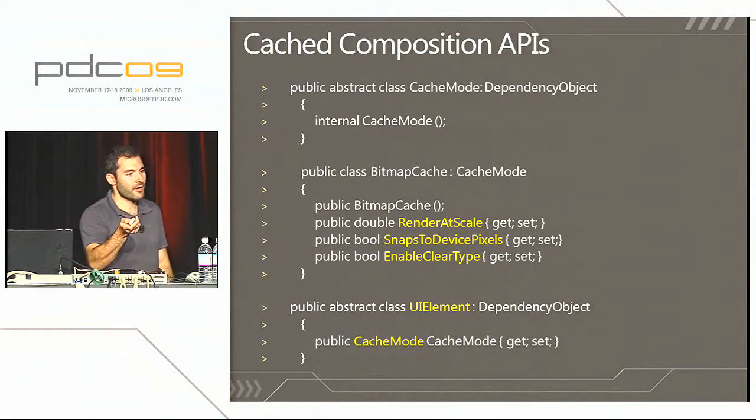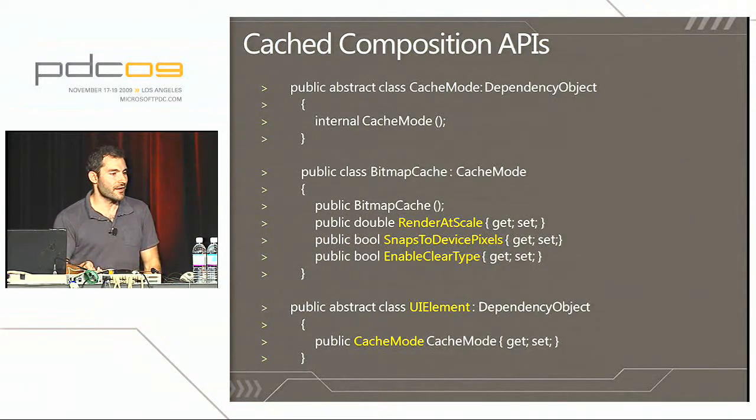And we've got these other properties on the bitmap cache, snaps to device pixels and enable ClearType. These basically go together. The idea is that you want to be able to cache ClearType text. ClearType only works properly if you pixel align the ClearType rendered output. If you put it on subpixel boundaries, the ClearType algorithm is completely broken because it was assuming a specific pixel layout when you rendered the text.